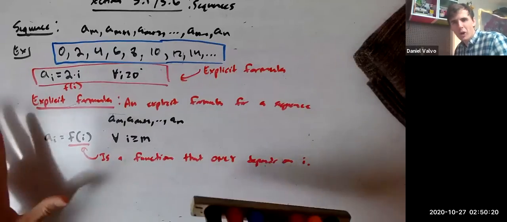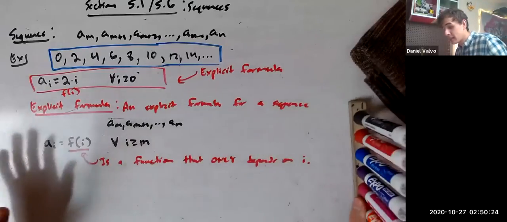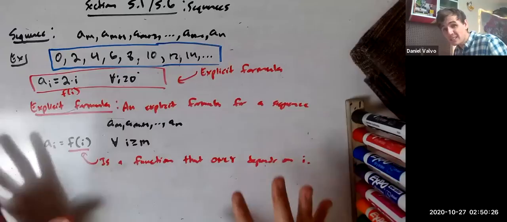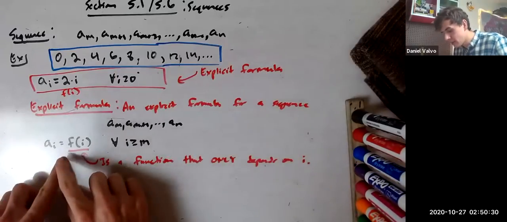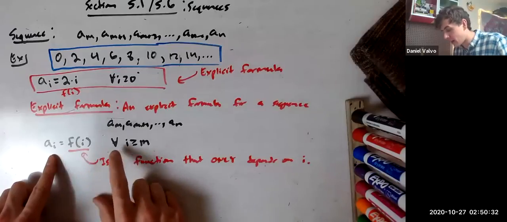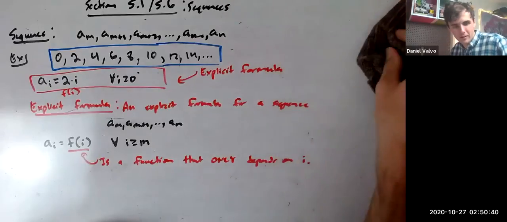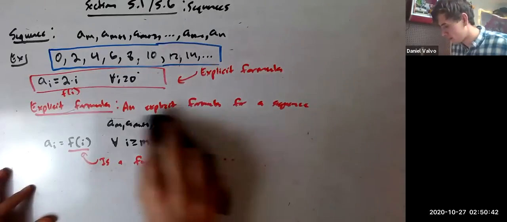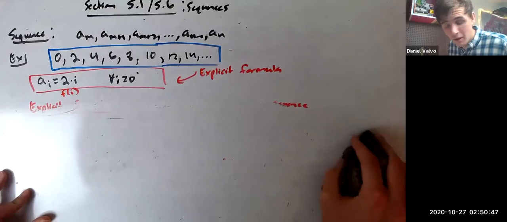Hope this is making sense. We're gonna do a bunch of examples to really crystallize this. But anyway, here's the point. A sequence has an explicit formula if it can be written like this, where AI equals f of I for all I greater than or equal to M. All right, so any questions? Awesome.